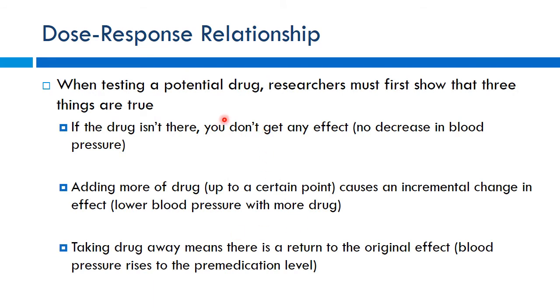All right, so some of the things that we should show when we're testing drugs for their efficacy or their effects, you basically need to show 3 things. One, if the drug is not there, you shouldn't get any effect. It's pretty straightforward. Say for instance we're testing an antihypertensive, a drug to lower blood pressure. If I don't give you any drug, blood pressure should stay at baseline. Makes sense. If I add more drug, up to a certain point, you're going to see that every drug kind of has a plateau effect where you limit the amount of actual efficacy you get out of it. You're going to cause an incremental change in effect, so that if I give you 10 milligrams, I should see this drop in blood pressure. If I give you 20 milligrams, I should see a bigger drop in blood pressure. Okay, and then if I take that drug away, there should be a return back to the original effect. Your blood pressure should go back to the original baseline level when I take that drug away from you. Okay.